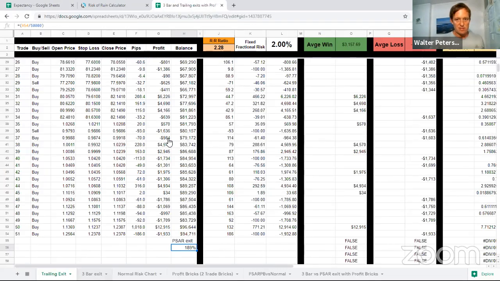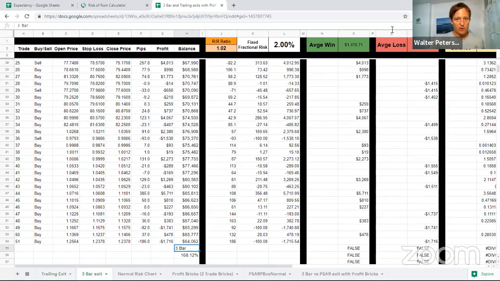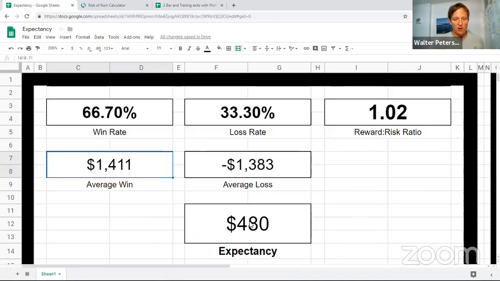So here's your 3-bar exit. You can see the average trade, the average winner is 14.10 right here, $14.71, and $13.82 and 88 cents is the average loss, and it works out to be the reward risk ratio is basically 1-to-1. We're risking fixed fractional here. We're risking 2% per trade, right? Now, this is your average winner, this is your average loser. It's basically a 1-to-1, just slightly better than that, very slightly.